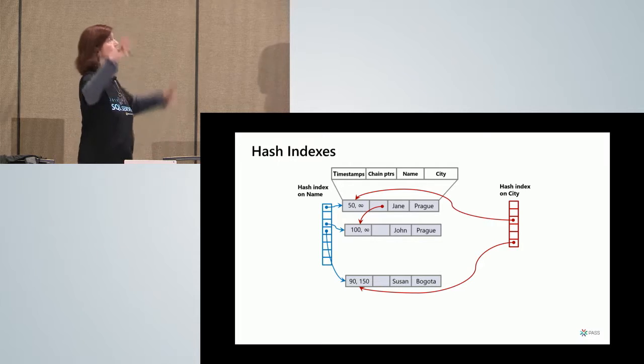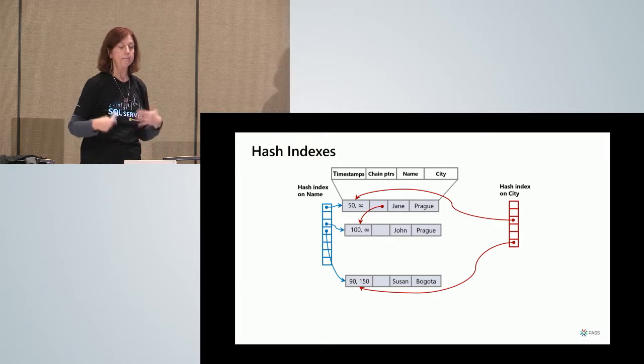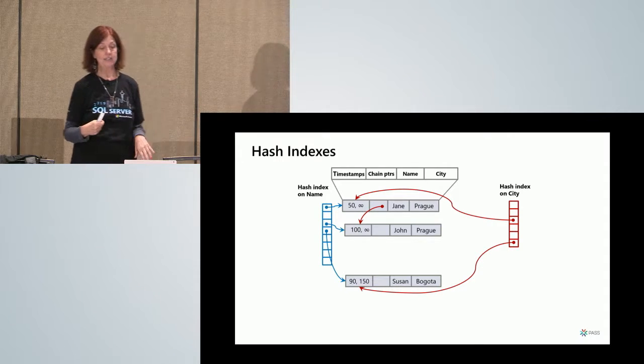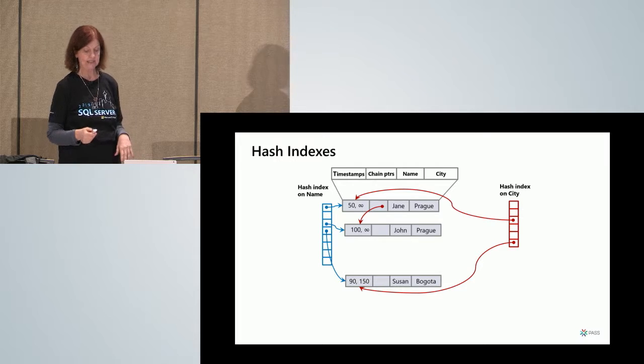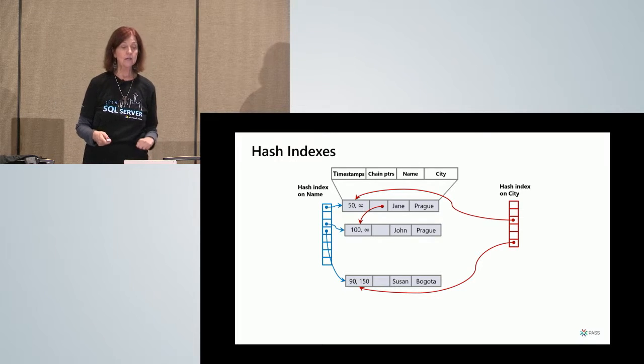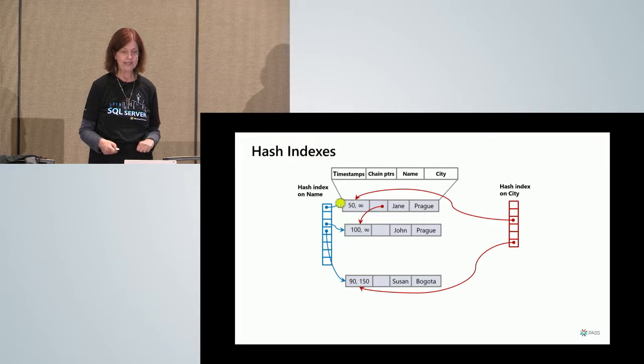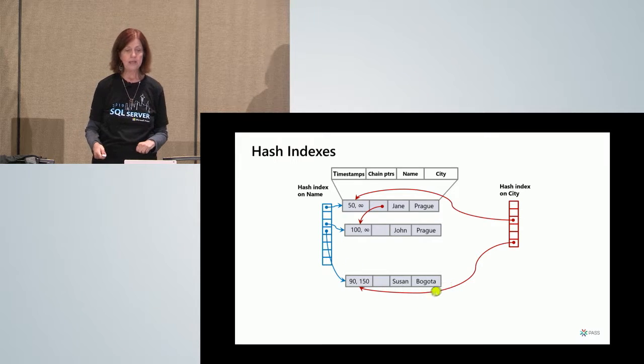But here's a picture of 3 rows, free floating in memory, but we created 2 hash indexes on this table. I've got a hash index on name. I've got a hash index on city. So there's 3 different values for name. Each one of them has been added to a different hash bucket. So Jane hashes to this first bucket. So there's a pointer from the first bucket to this row with Jane in Prague. There's a pointer in the third bucket to John in Prague, and a pointer from the fourth bucket to Susan in Bogota.